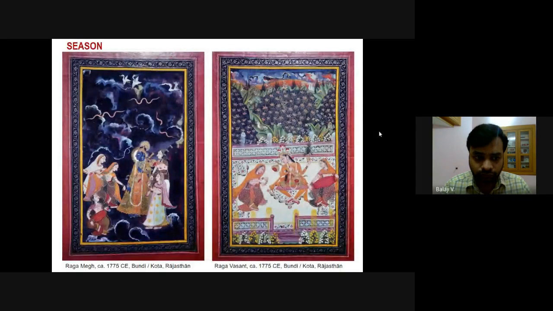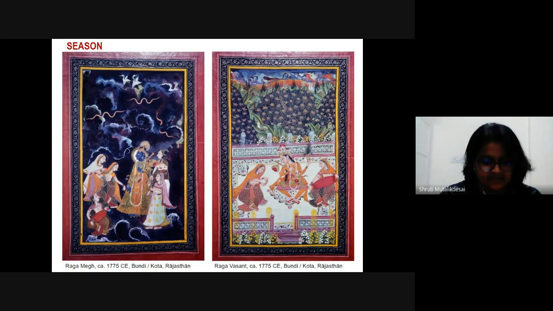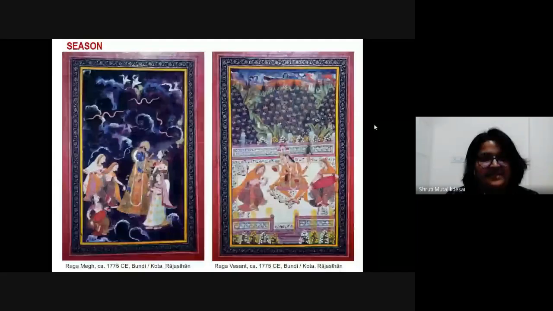Next slide. So when we talk about season, we have taken these two paintings, where this is of Raga Megh, which essentially represents the rainy season, and then you have Raga Vasant, which represents the season of spring. So there's a very clear difference here. We can see darker, heavier clouds, darker tones are used, contrast clothing to make the darker clouds more evident. Whereas on this side, we see that everything is in full bloom, it is abundant, we see lighter sky. And even the mood of the painting is celebratory.